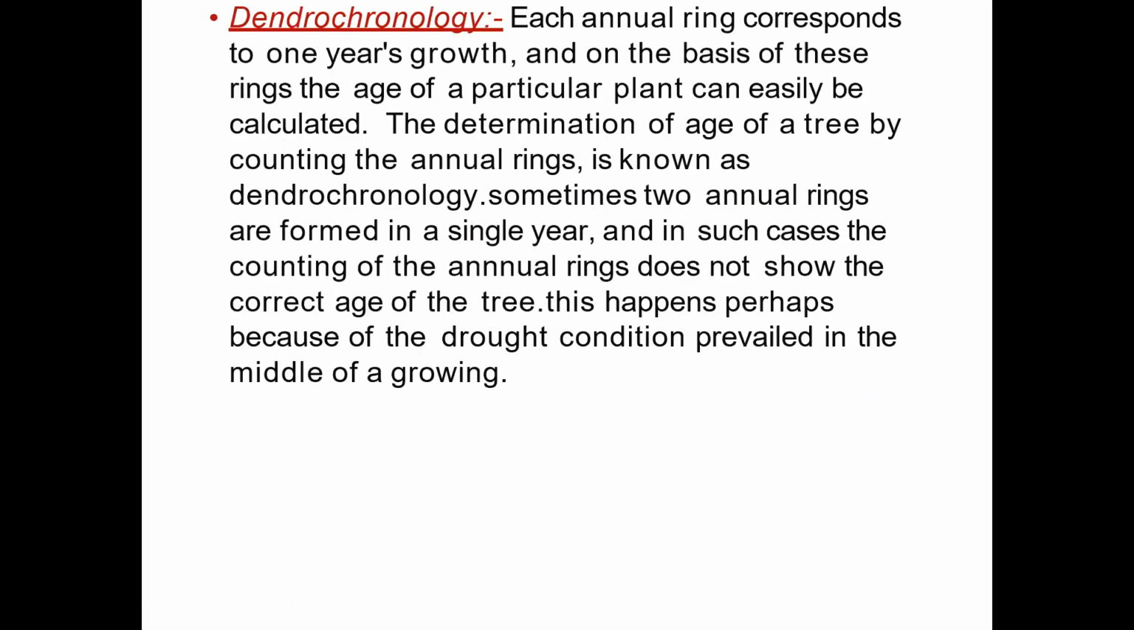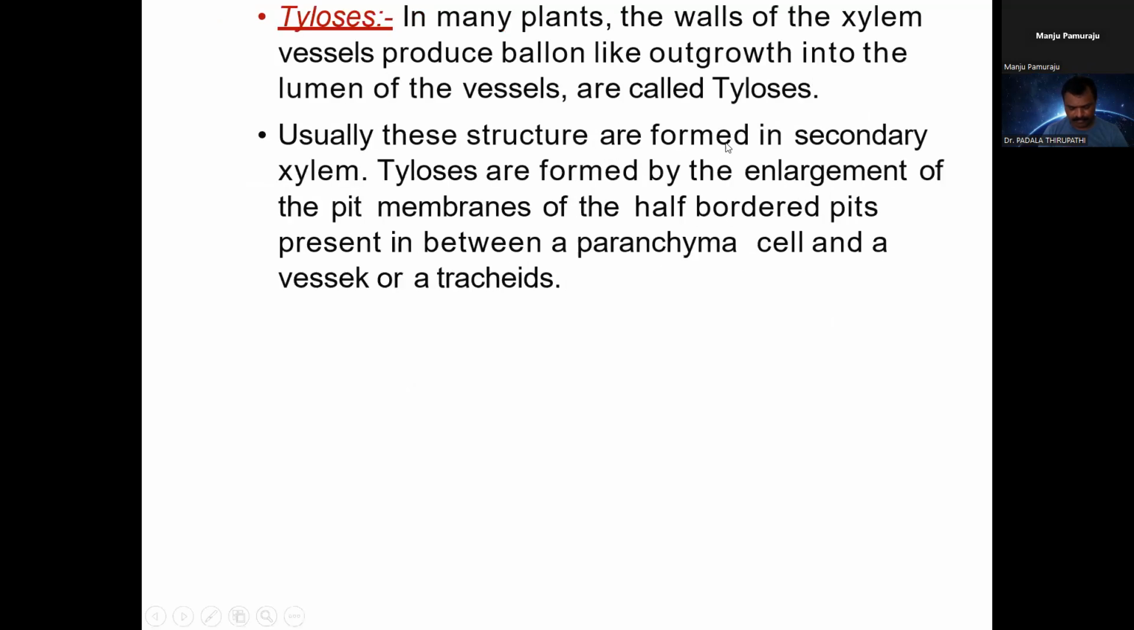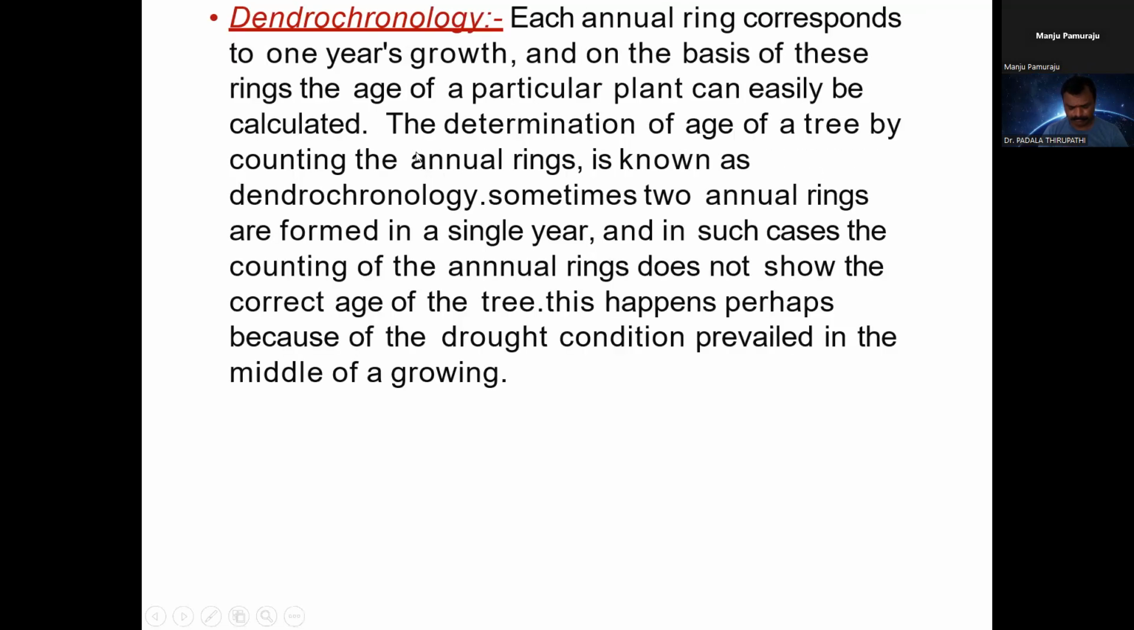Dendrochronology is the study of the age of a tree by counting the annual rings. Each annual ring corresponds to one year's growth. We already discussed that in each year, one annual ring, a growth ring, is formed. On the basis of these rings, the age of a particular plant can easily be identified. The determination of the age of a tree by counting the annual rings is known as dendrochronology.